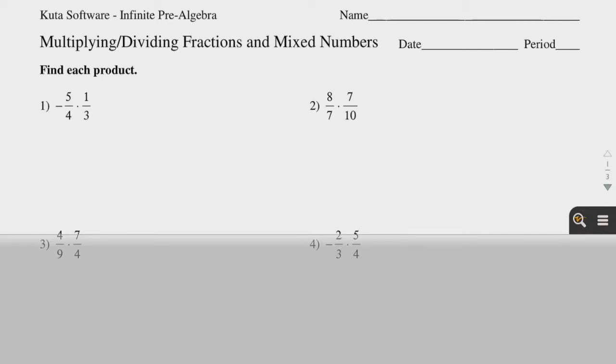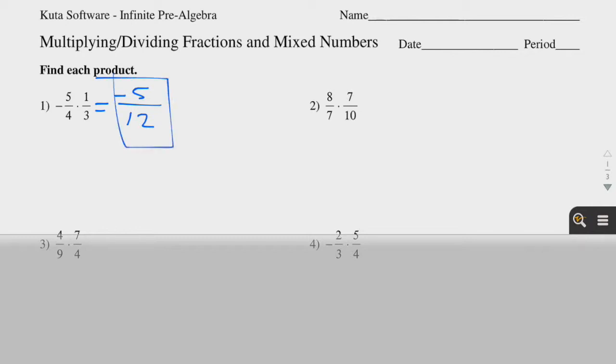So the first problem, it asks us to find each product. So let's go ahead and start with that one. So it's -5/4 times 1/3. Nothing can reduce, and I'll show you in number 2 how to reduce them. So let's just multiply straight across. -5 times 1 gives us -5 over 4 times 3 gives us 12. We can't reduce that, so it's -5/12.